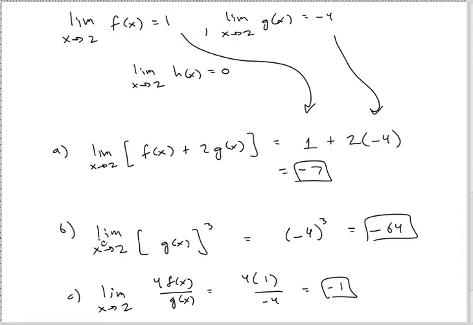All right, the next one. It says the limit as x approaches 2 of g of x cubed. Well, g is negative 4, so negative 4 cubed is negative 64. Yep, that's right. And then part C says, find the limit as x approaches 2 of 4 times f of x over g of x. So I got 4 times 1 divided by g, which is negative 4, and they cancel and make a negative 1.